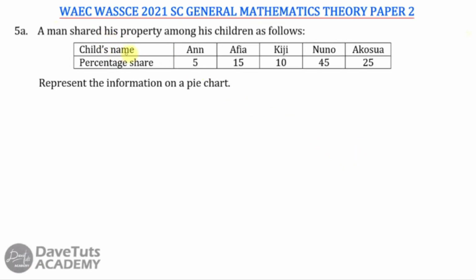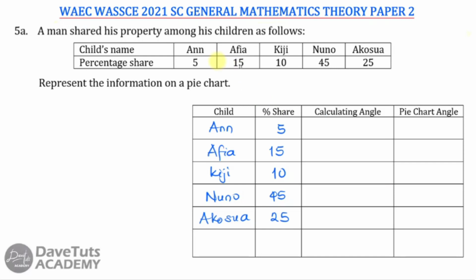Here we have a question on statistics in which we are asked to represent the information here on a pie chart, which is showing the way a man shared his property among his children. And now if we want to do that, we can have this particular table that is going to help us put this information on a pie chart. This information was given in percentages. So you can see this was percentage share.